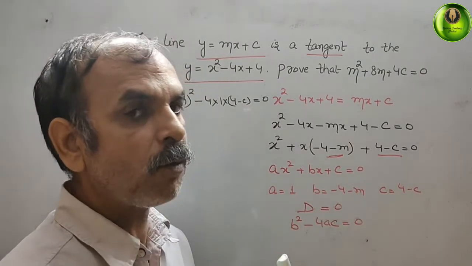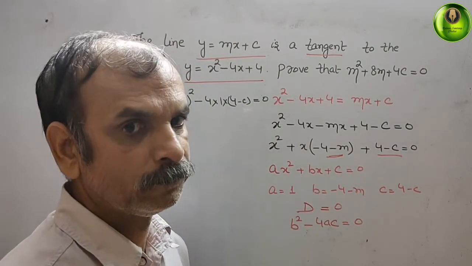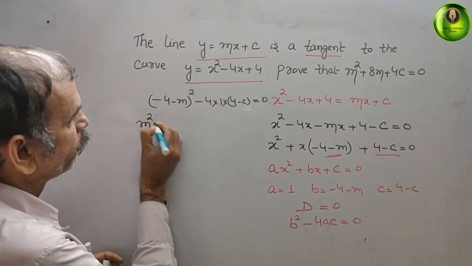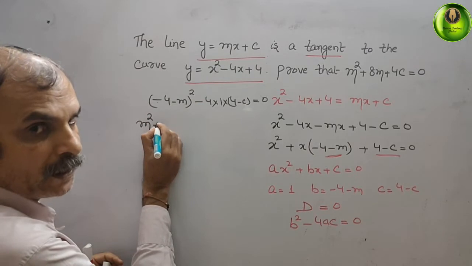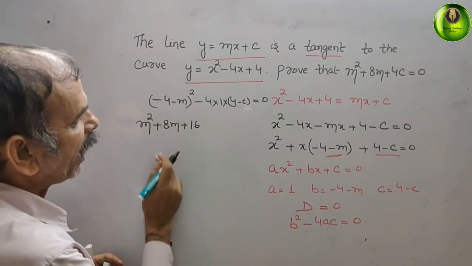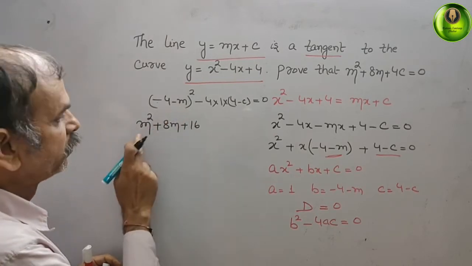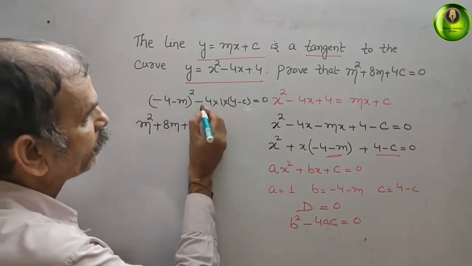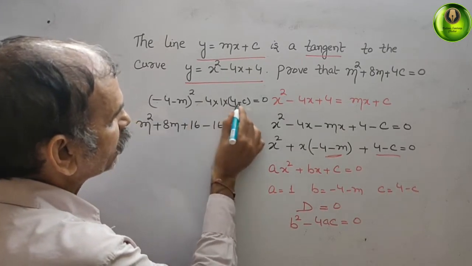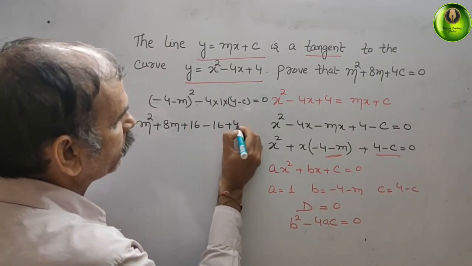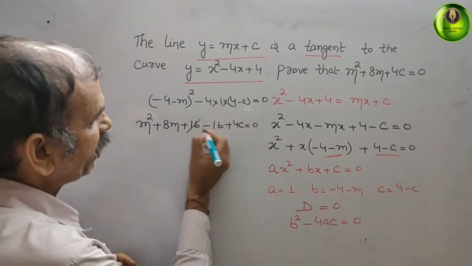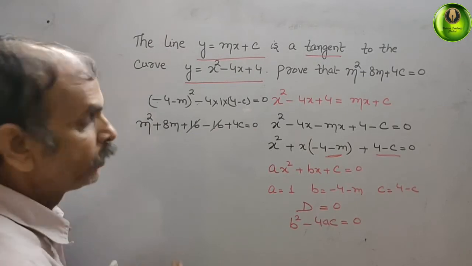That means it is in the form of a plus b whole square. So here you will get m square plus 8m plus 16. I have written this first. Then minus 4 into 4 is minus 16. Minus into minus is plus 4c. That gives you 0. You can see 16 and minus 16 are gone.